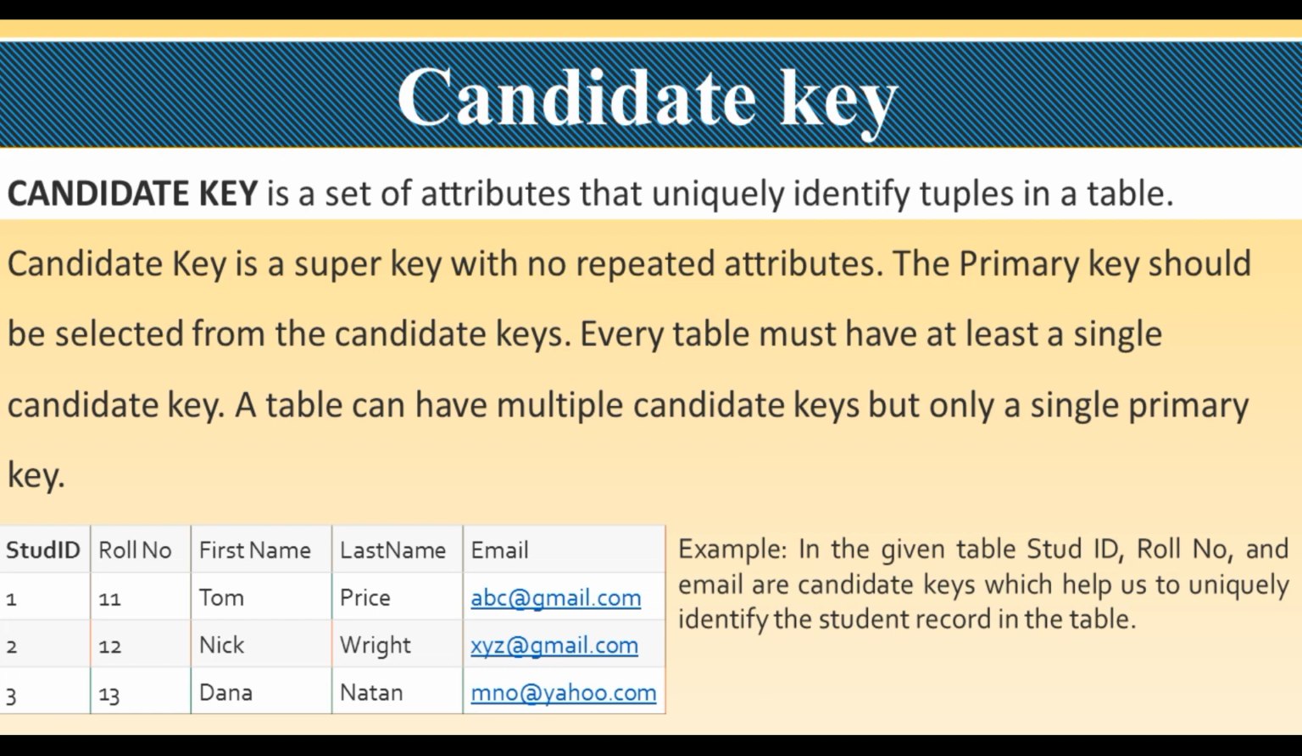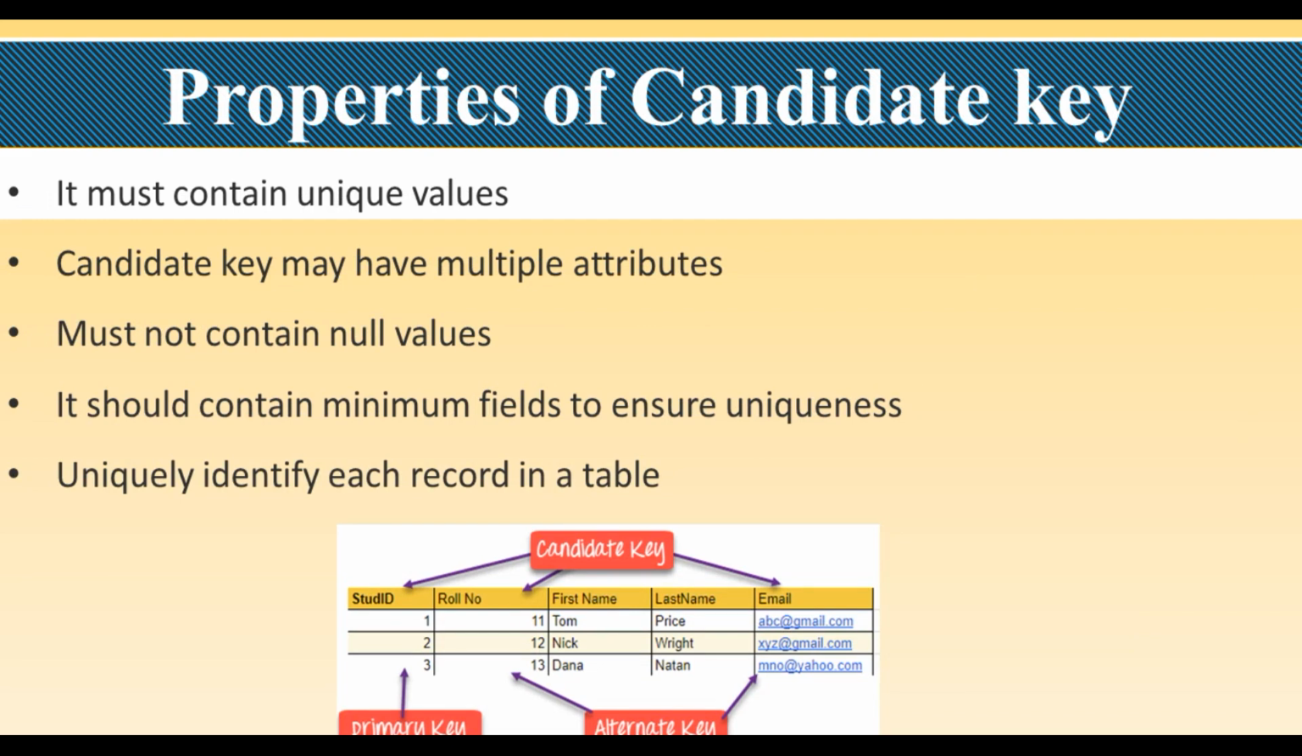Every table must have at least a single candidate key, like a primary key. A table can have multiple candidate keys but not more than a single primary key. Example, in this given table, student ID, roll number and email ID are candidate keys, which help to uniquely identify the student record in a table. Now, properties of a candidate key. First, it must contain unique values, like a primary key. Second, a candidate key may have multiple attributes, like student ID, roll number, email.